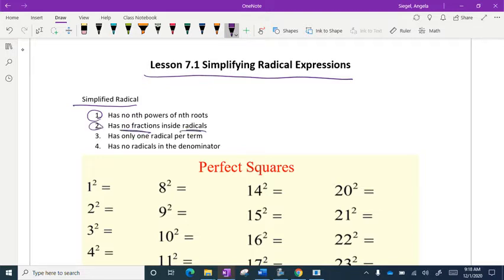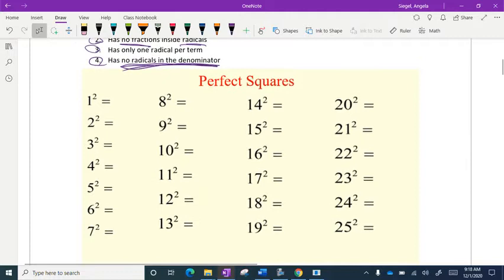This is where some people make mistakes. It has only one radical per term and it doesn't have any radicals in the denominator. That's something else that I see a lot as well. So the first thing I want you to do is go through here and find the perfect squares. Go ahead and fill those in.